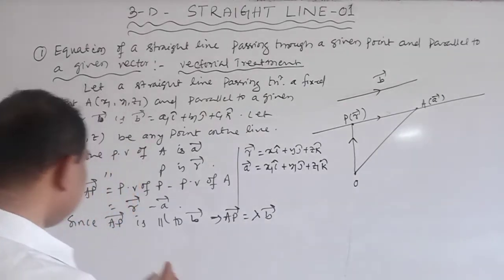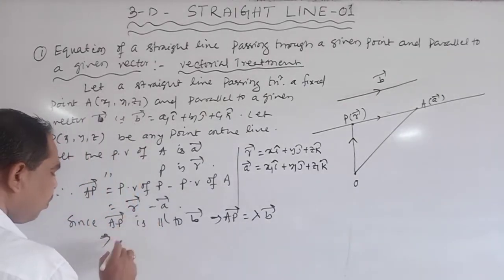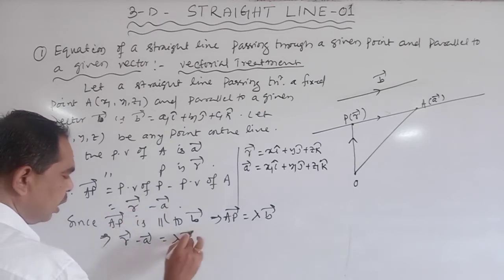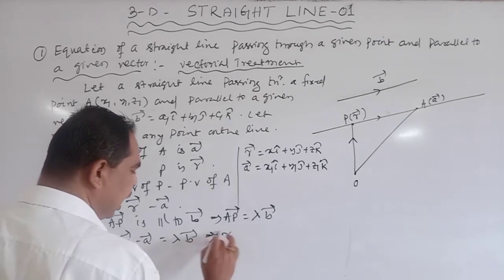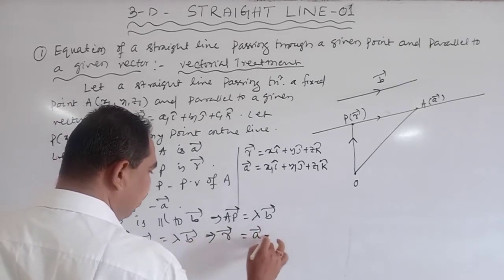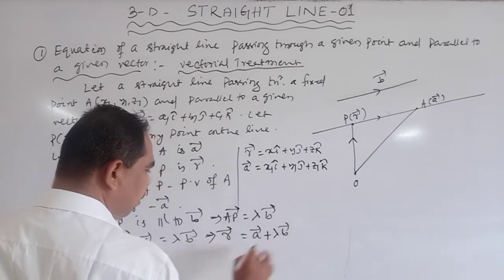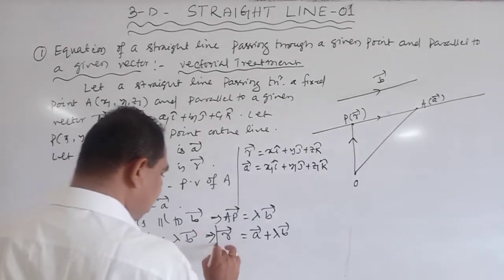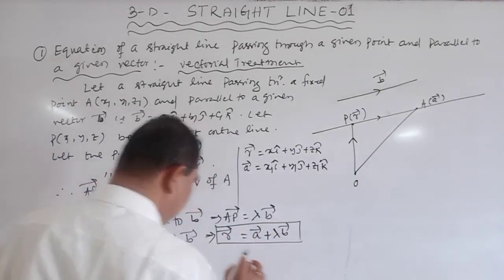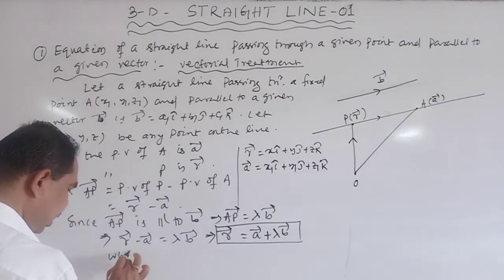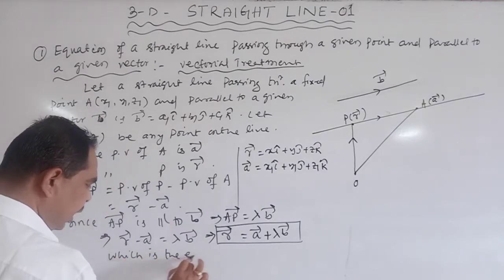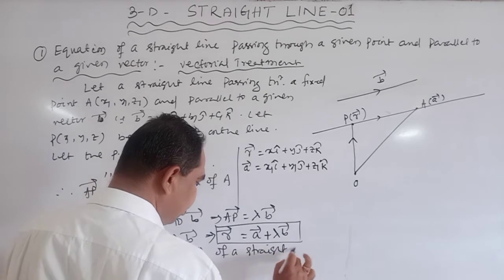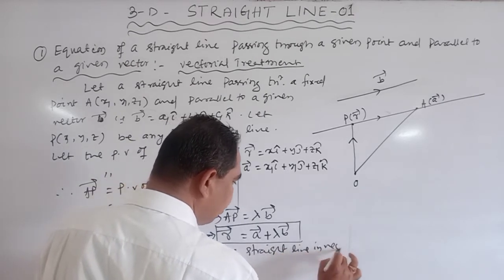So R vector minus A vector is equal to AP vector, which is equal to lambda times B vector. This implies R vector is equal to A vector plus lambda times B vector. This is the equation of a straight line in vectorial form.